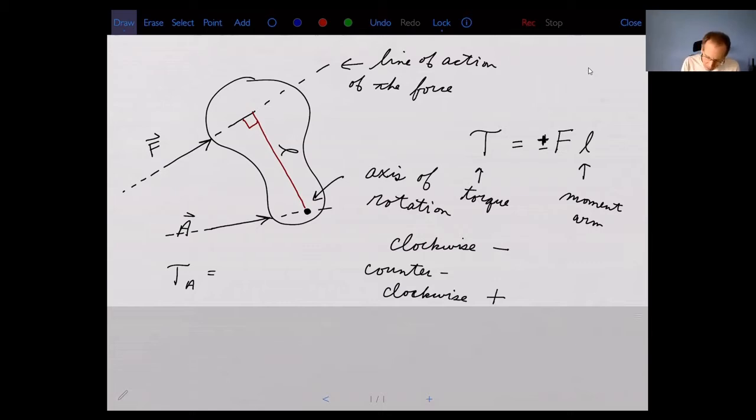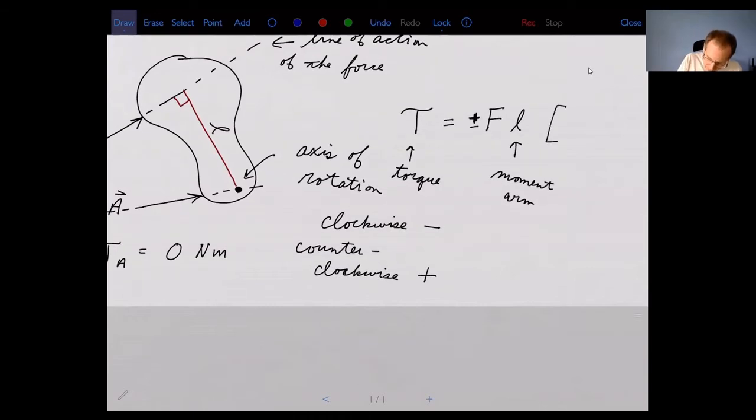But what is the moment arm in this case? Well, the moment arm is the perpendicular distance from that line of action to the axis of rotation, but that's zero, right? Since the line of action is going right through the axis of rotation, there is no distance between those two. So in any case that you have a force that passes right through the axis of rotation, its torque is going to be zero. And by the way, the units for torque, since it's a force times a length, are Newton meters. So these units over here should be Newton meters.